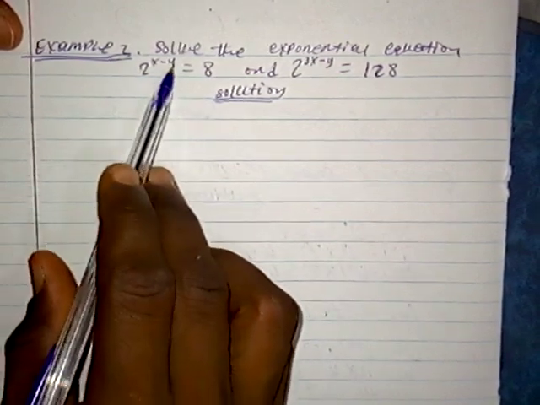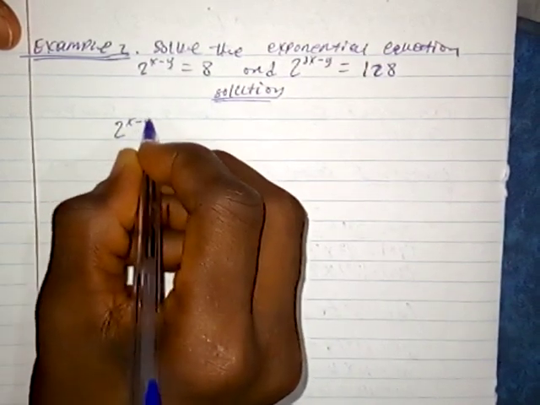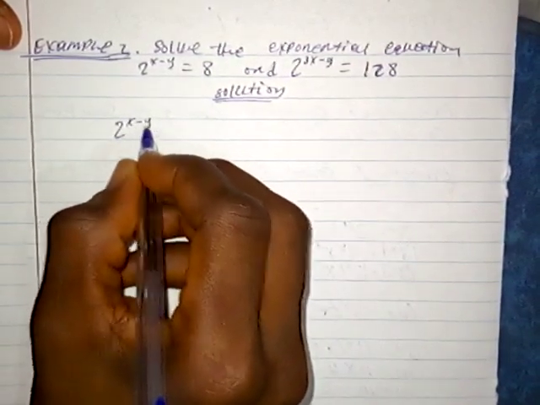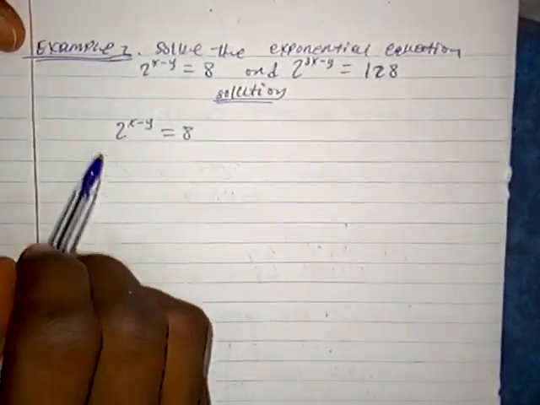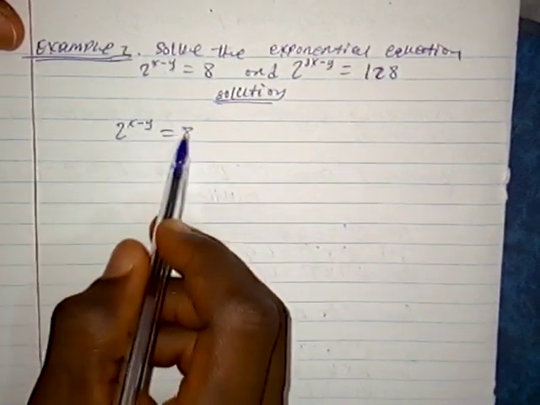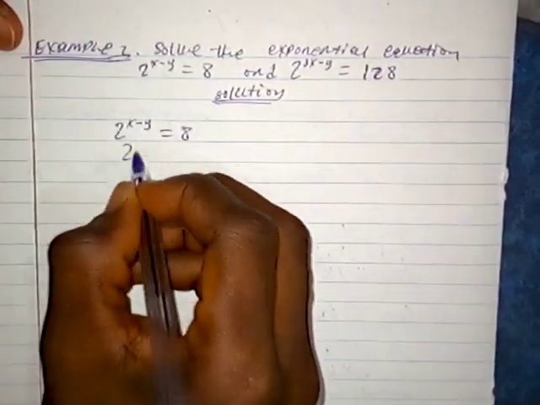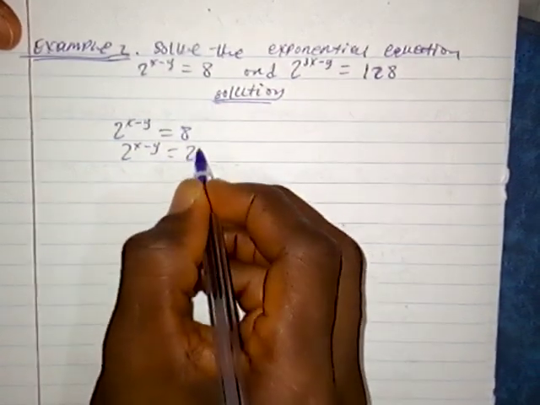We take this first, right? So say 2 raised to the power x minus y, so both x and y are powers, equals 8. What are the bases? This is a base, this is the base. So we simplify the base into the basic term: 2 raised to the power x minus y is equal to 2 raised to the power 3.